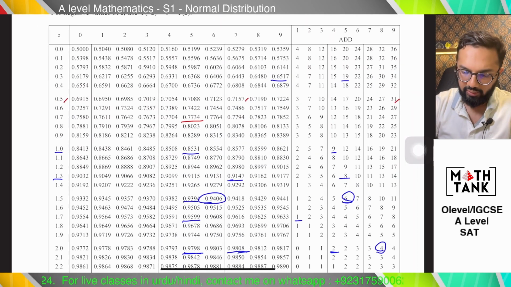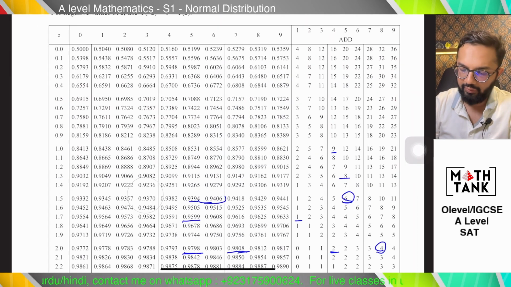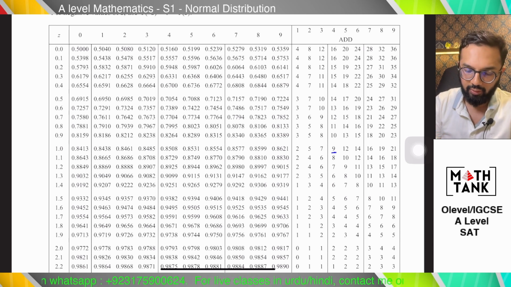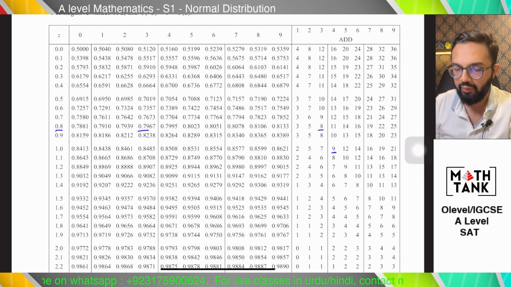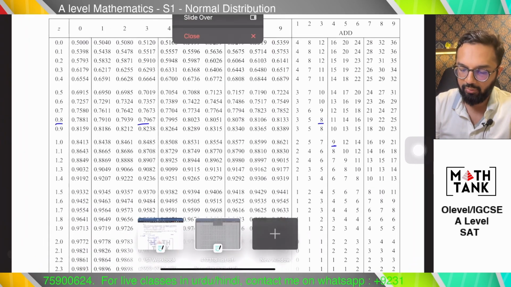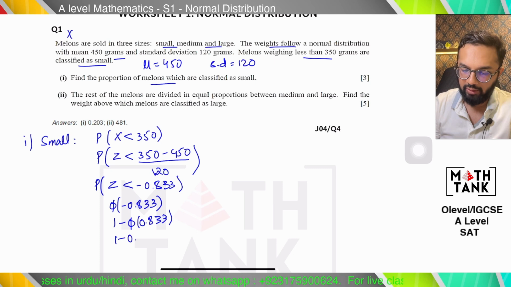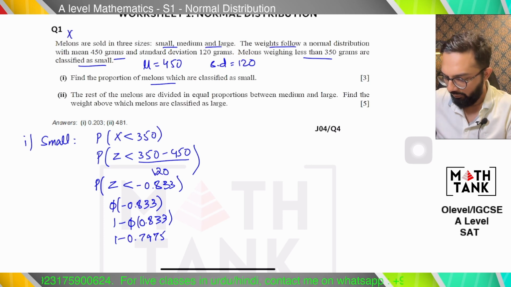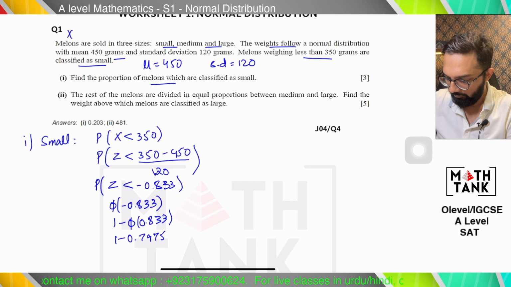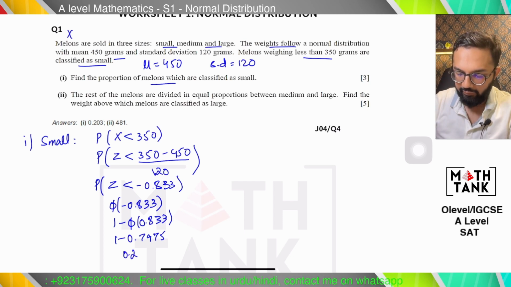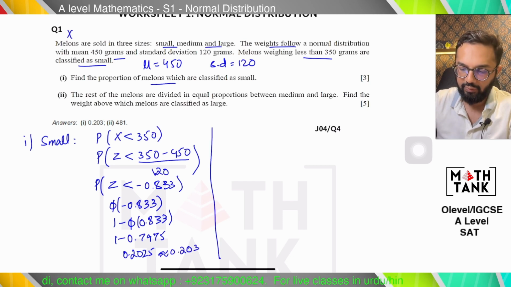Okay, 0.833. Let's just erase this, a lot of gibberish written on it. 0.833. So 7967 plus 8, so 7975. That is the probability that I'm looking for. So 1 minus 0.7975 is 0.2025, and that's approximately 0.203 to three significant figures.